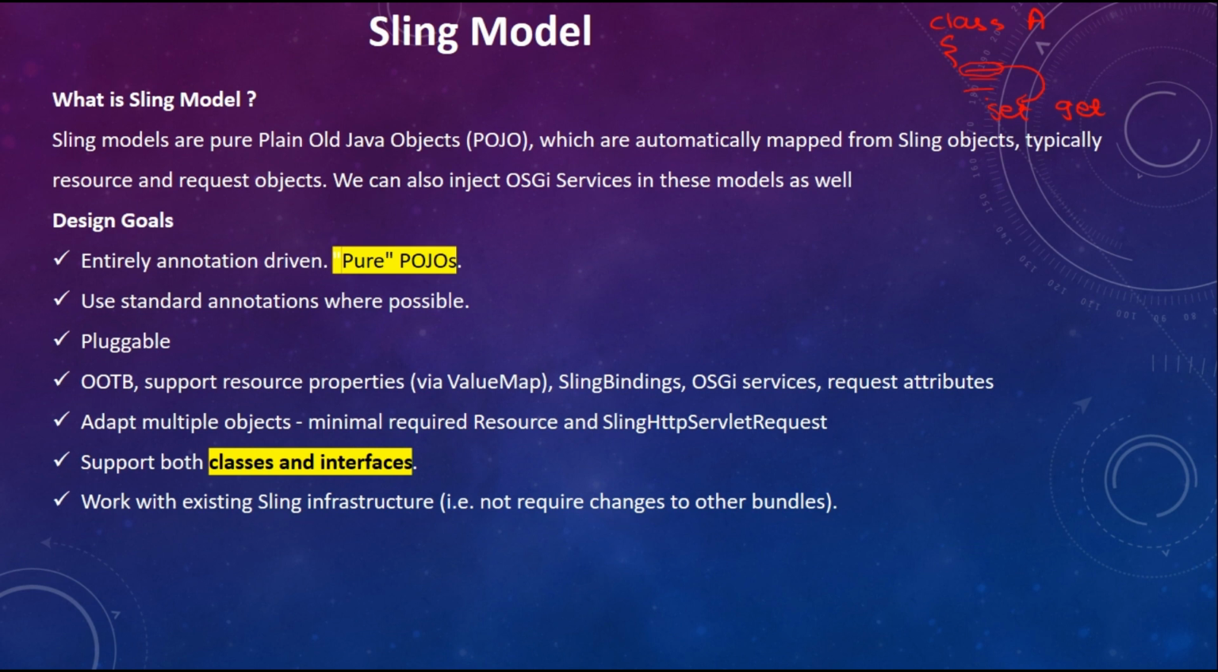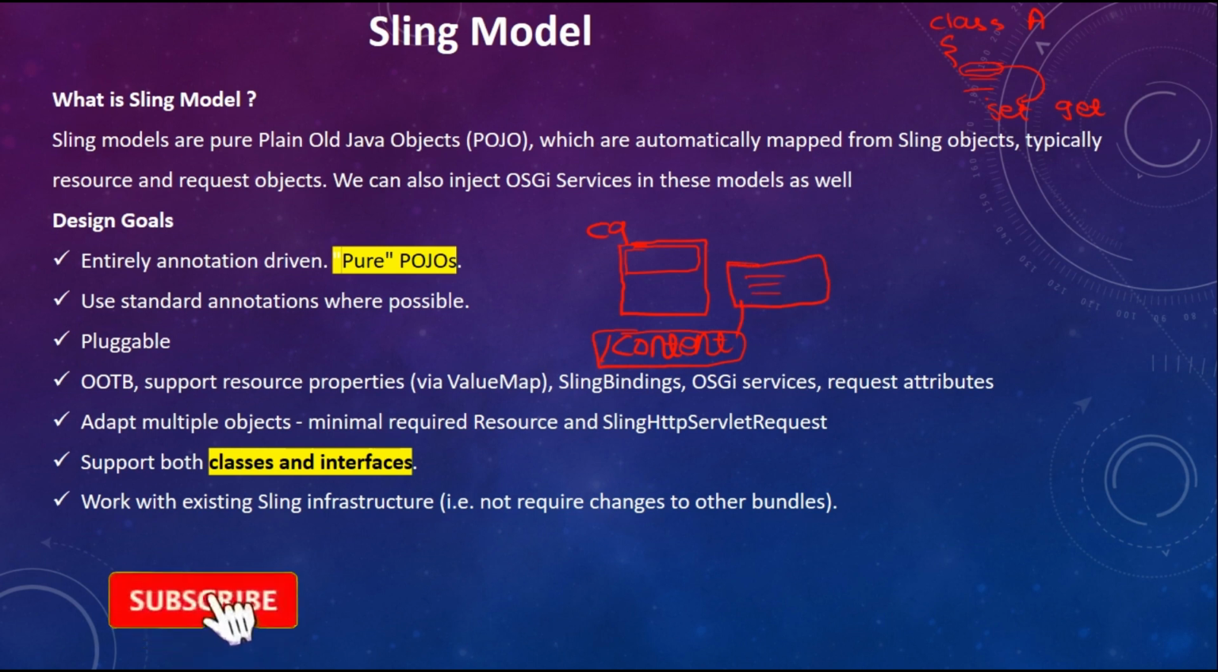Sling model is also the same model, but what is the use of the Sling model here? It will automatically map. What will it map? Let me give you an example. Consider this is my CQ dialog, and when somebody enters some information, this content will be stored inside your content folder, in some properties.